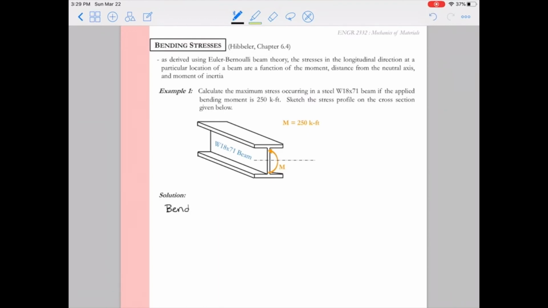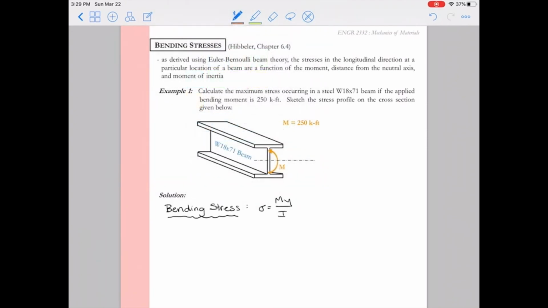Now, the big equation that we need to remember for bending stress is sigma, the normal stress caused by bending. Sigma is equal to My over I. Hopefully that little song will help you remember it. If not, next class I'll try to give you another idea to remember this formula.